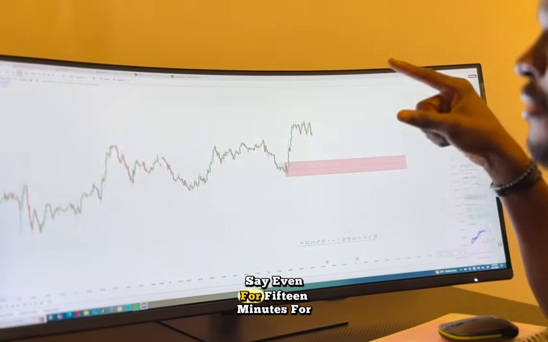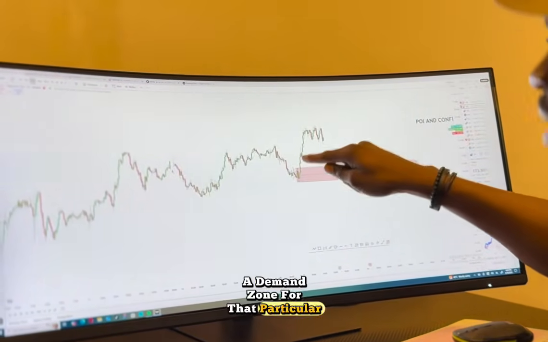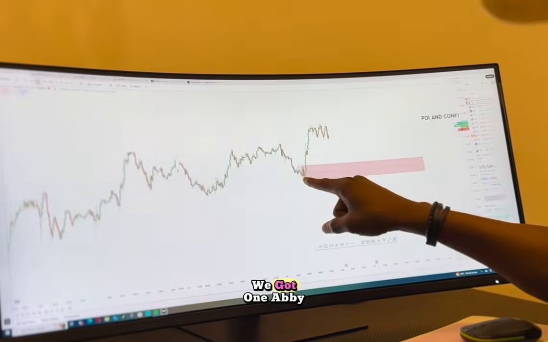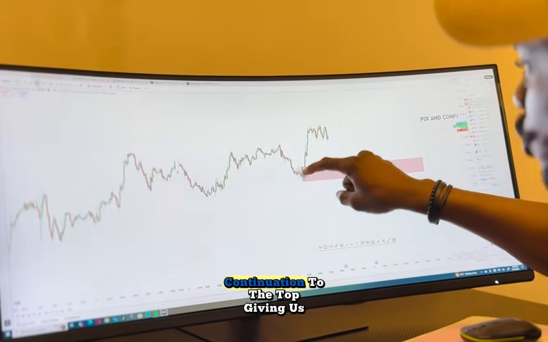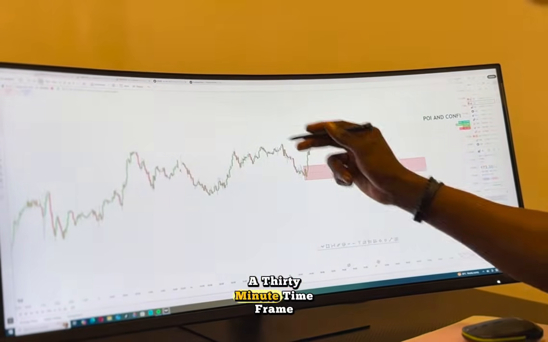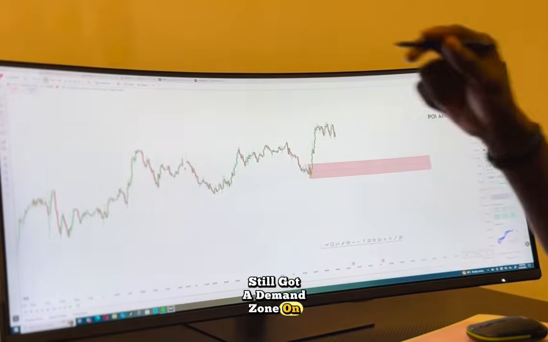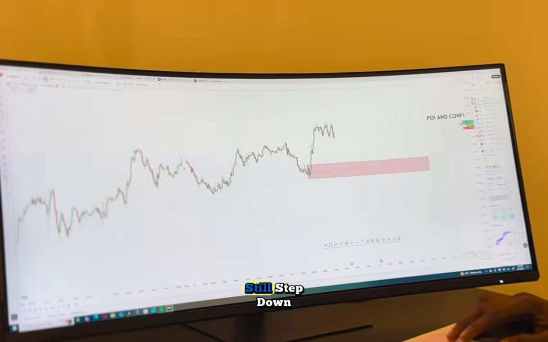You see, even for 15 minutes for this area, we still get a demand zone for that particular place. We got 1, we got 2, we got 3, we got 4, continuation to the top, giving us another demand zone. That means we got a demand zone on a 30-minute time frame, and still a demand zone on a 15-minute time frame. Now, to get more confirmation, still step down.